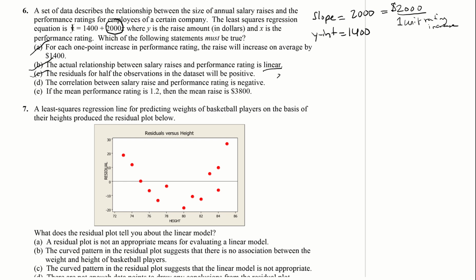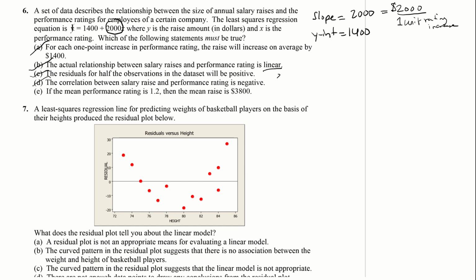The correlation between salary raise and performance rating is negative. In this case, no, it's actually positive because if you look at the regression equation, it's a positive 2,000. So the slope is positive. So this is actually a positive least squares regression line, so we would expect that the correlation would be positive.